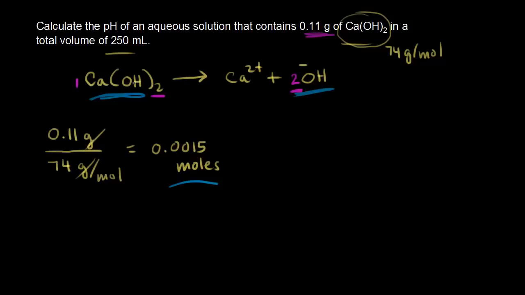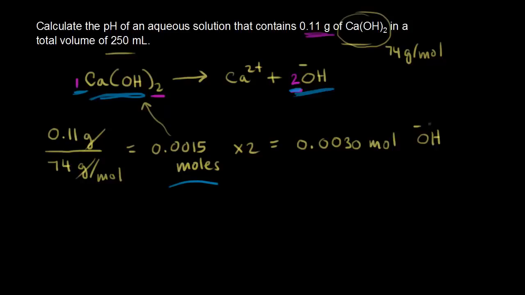We would have twice that number because we have this ratio here of 1 to 2. So we need to multiply that number by 2 to figure out how many moles of hydroxide ions we have. So that number times 2 would be 0.0030 moles. And now we're talking about moles of hydroxide ions. Over here we're talking about moles of calcium hydroxide, and here we have moles of hydroxide.